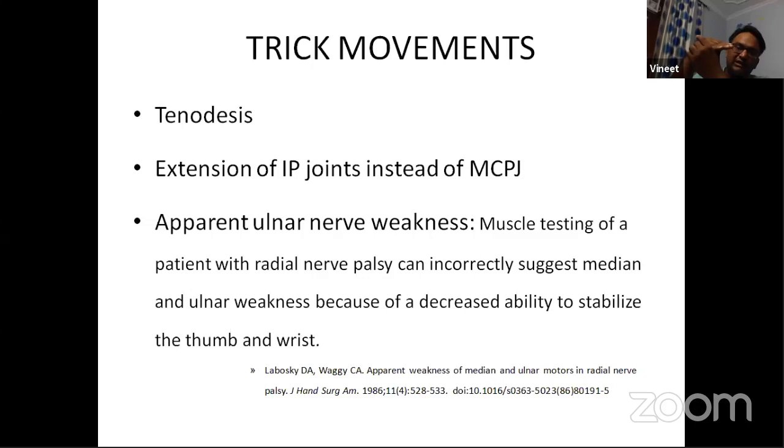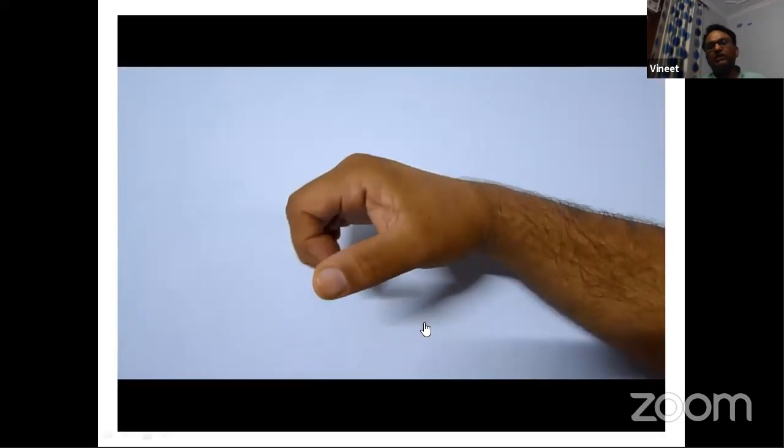So while examining the ulnar nerve in these patients, I would stabilize the MCP joint in extension and then ask the patient to adduct and abduct. If we don't know this fact, we may also label this patient as having a ulnar nerve weakness. So quickly going through the video, this is the tenodesis effect.